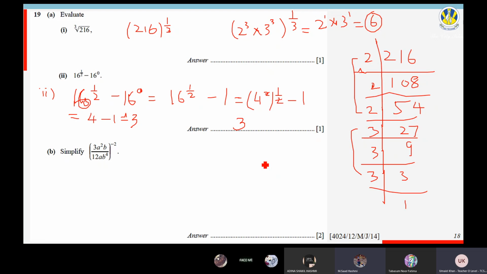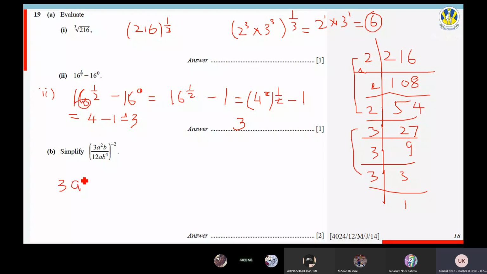Oh yes, sir. We have factorized 16 and it will be 4 into 4, so it will become 4 square. Yes, sir, I just forgot the name. Prime factor. So 4 square whole power 1 by 2 will be 4, the 2 will be cancelled with 1 by 2. So 4 minus 1, 3 will be the answer. Okay. Yes, sir, next part.